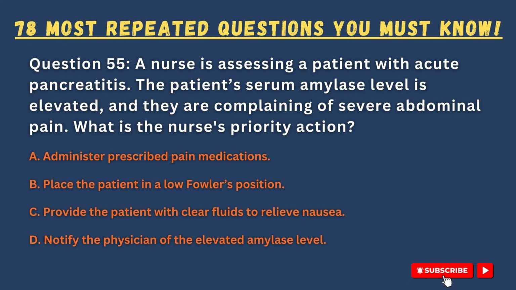The patient's serum amylase level is elevated, and they are complaining of severe abdominal pain. What is the nurse's priority action? A. Administer prescribed pain medications. B. Place the patient in a low Fowler's position. C. Provide the patient with clear fluids to relieve nausea. D. Notify the physician of the elevated amylase level.